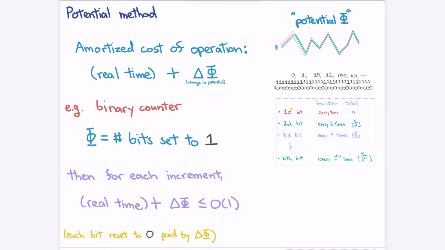So you only ever set one bit to 1 in any increment. You pay 1 for that, and all your other flips are setting 1s to 0s, and those are paid for by your potential. Every time you set 1 to 0, the potential releases 1 unit of work, because the number of 1s has gone down, and that pays for the running time.